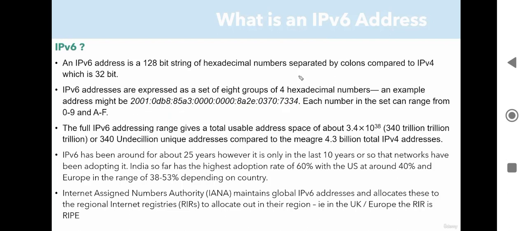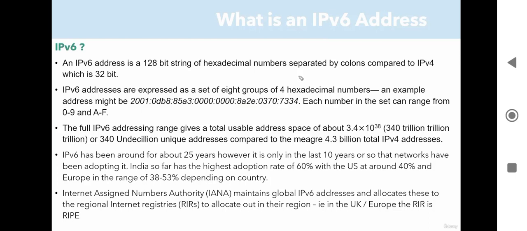The full IP address range gives a total usable space of around 3.4 times 10 to the power of 38. So that's like 340 undecillion unique addresses. Compare that to the meager, just under 4.5 billion addresses that we have currently for IPv4.